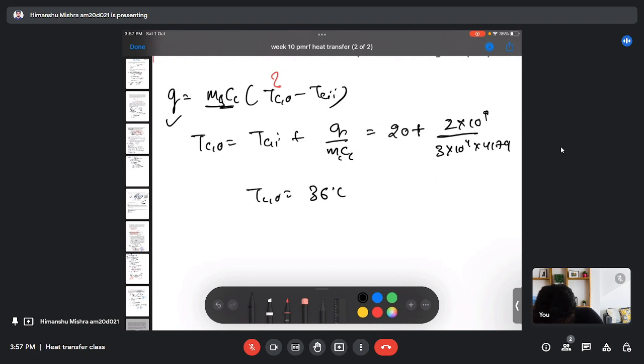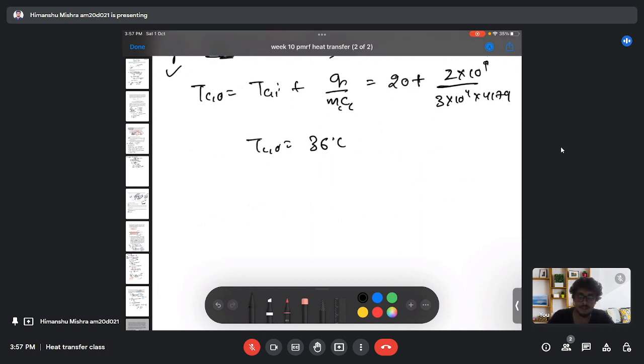Now in the second part of the question, we need to calculate the length of the heat exchanger. Earlier, in previous weeks, we calculated the length of the heat exchanger by both the log mean temperature difference and the NTU method. So we know how to calculate the length. In this problem, I will be calculating the length by the NTU method.